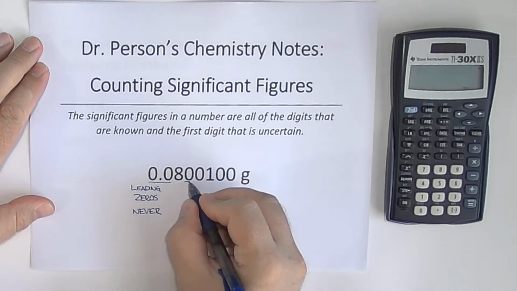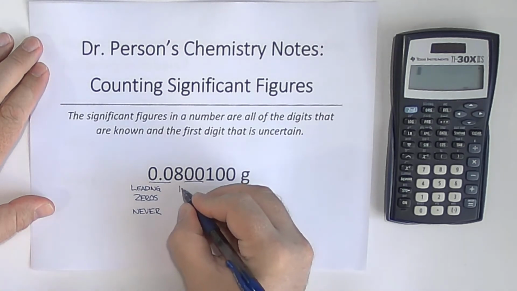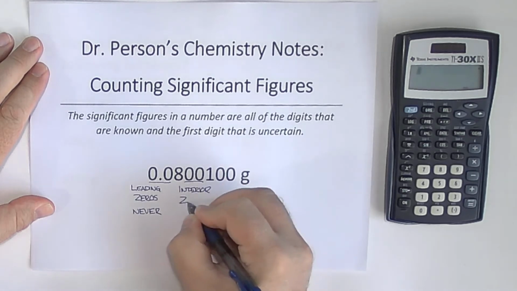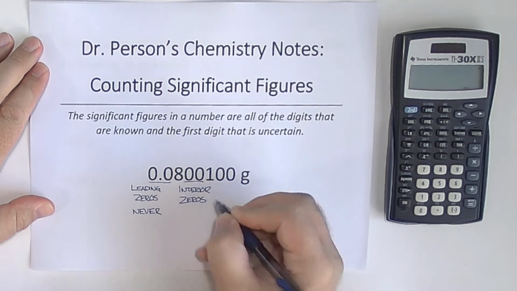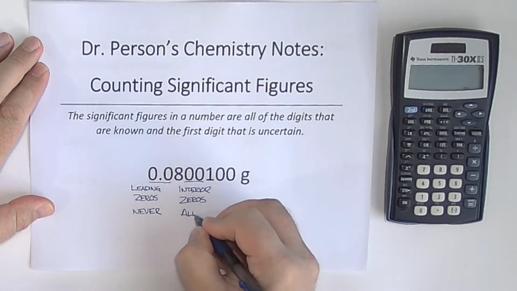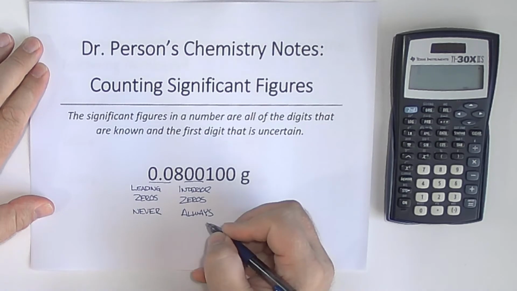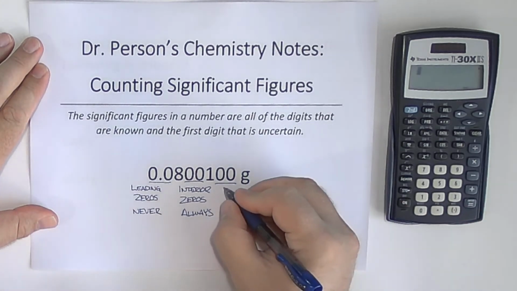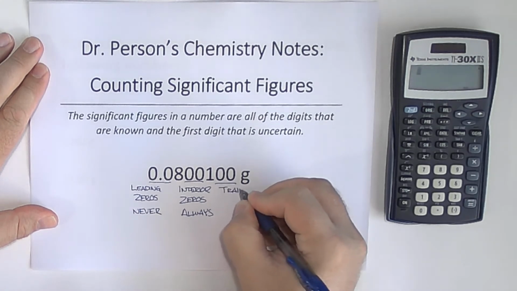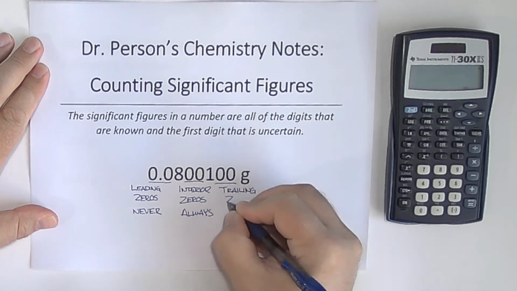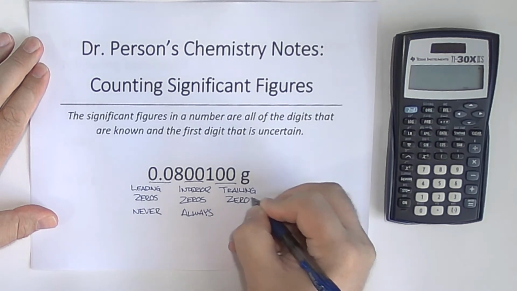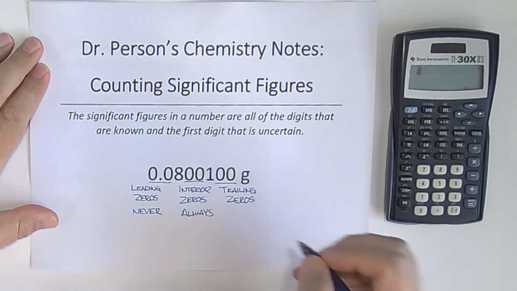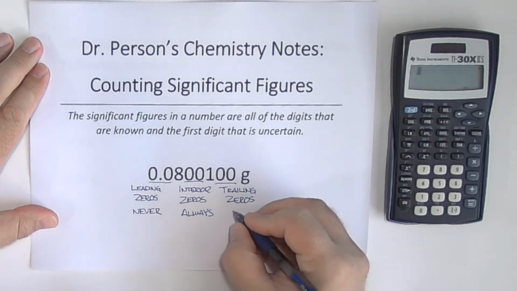The second kind of zero are interior zeros. Interior zeros are always significant. The third kind of zeros are the tricky ones. These are trailing zeros. And trailing zeros can be significant or not significant depending on if there's a decimal point.